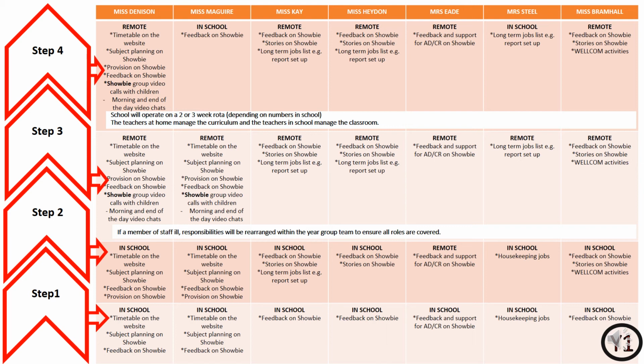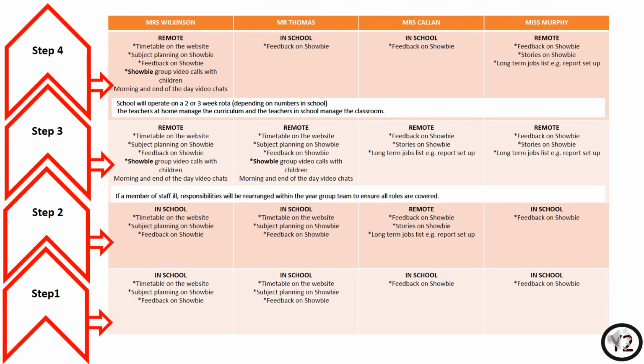So for example, in year 1 and in year 2, we've got Mrs. Wilkerson and Miss Dennison working remotely at stage 4. They would be making sure all the work's on Showbie. They will be making sure that all of the PowerPoints are recorded. They will be doing the live Showbie and any interaction with the children. But Mr. Thomas and Miss Maguire would be in the classrooms, just making sure the children are all right and getting them access to the platforms, so that no child would feel that just because they are not in school, the other children that are in school are getting a different teacher and a different teaching.